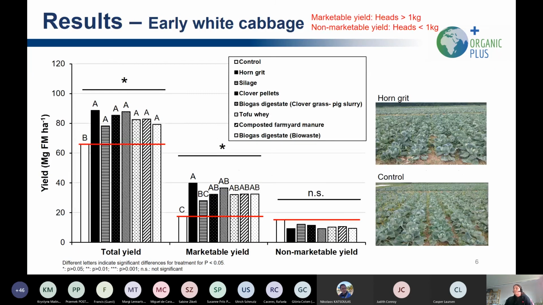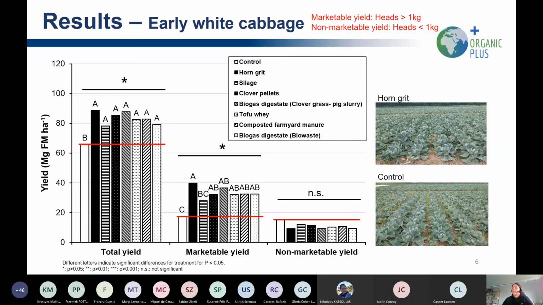Then to the results. I just show you results of 2019, but from the whole crop rotation. Just in the top corner on the right, to make sure what our definitions are: we have the marketable yield, that means that the cabbage heads are bigger than 1 kilogram. And then we have a non-marketable yield, that means the heads are smaller than 1 kilogram. On the left side, we have the total yield. That means that we weighed the whole biomass from the plot.